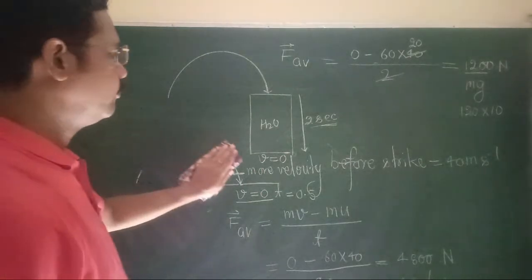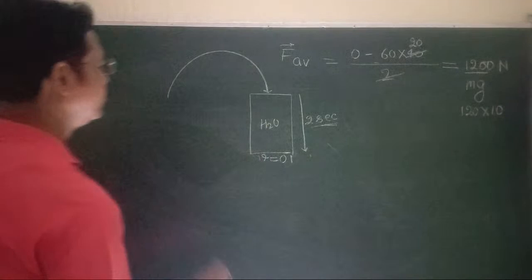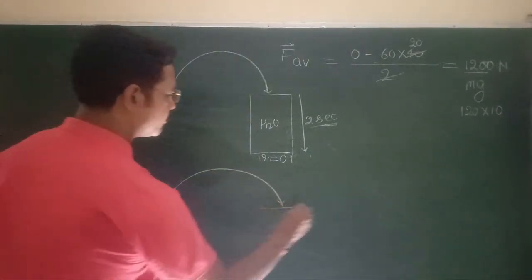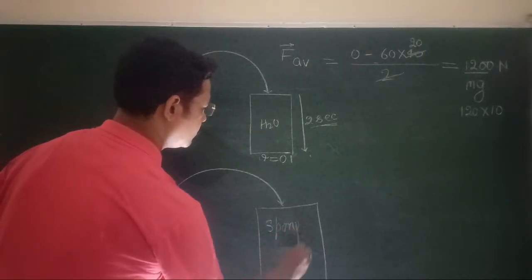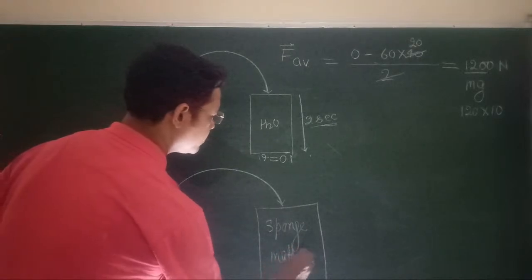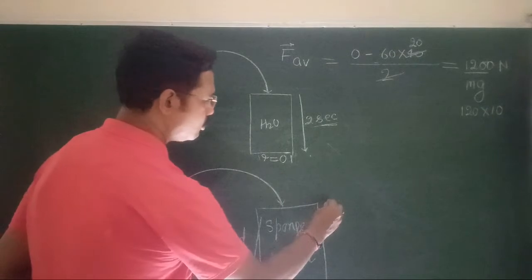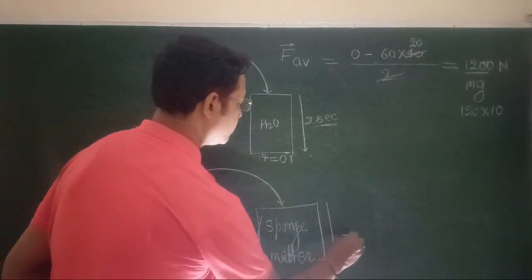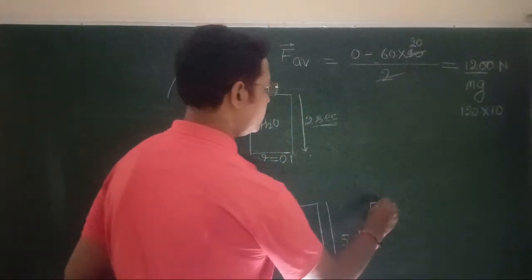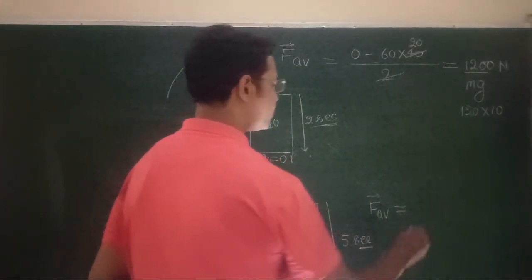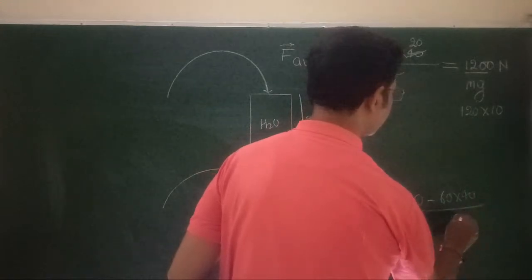Similarly, I am changing this situation. For the same person, there is not water, there is a sponge matter, or like sand. You can also say sand. So when he strikes, he goes in here and travels for 5 seconds to come to the final velocity 0. In this case, what is the average force or impulsive force? In this case, 0 minus 60 into 40 upon 5 seconds.